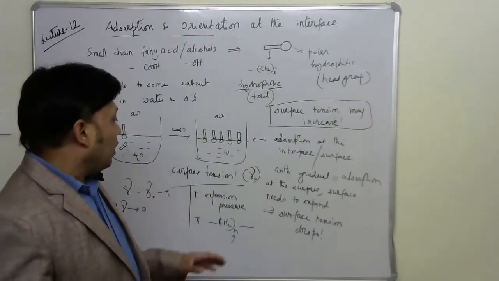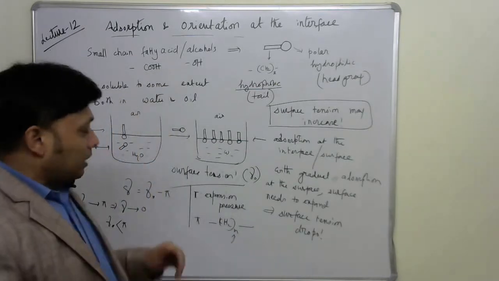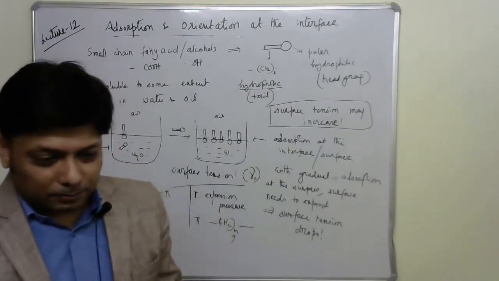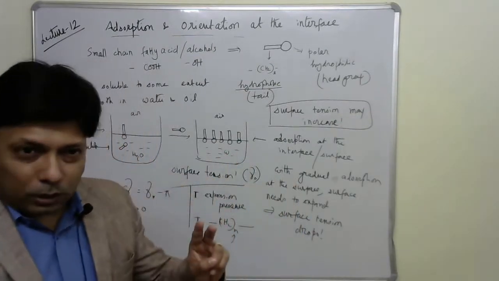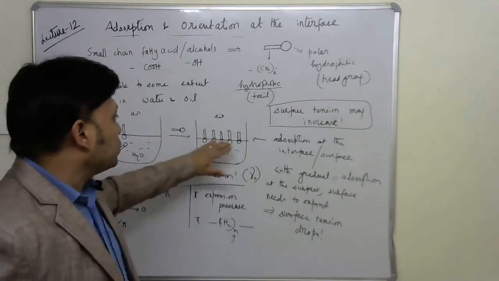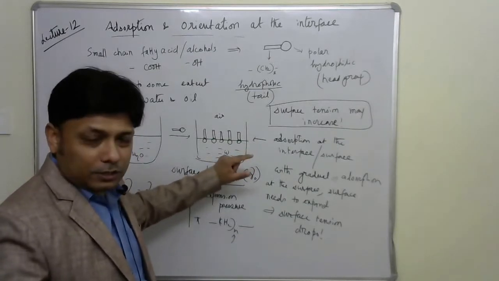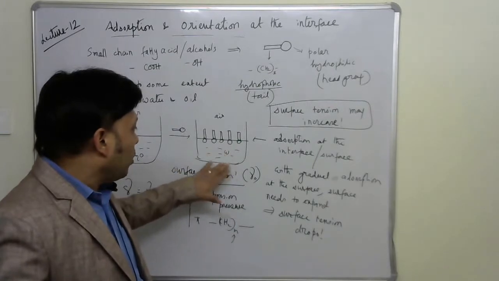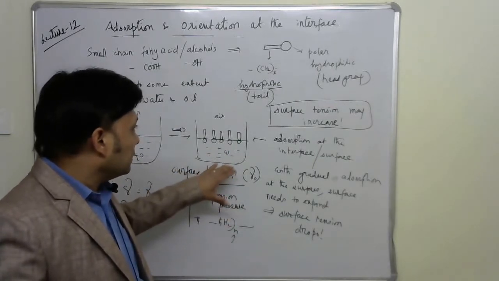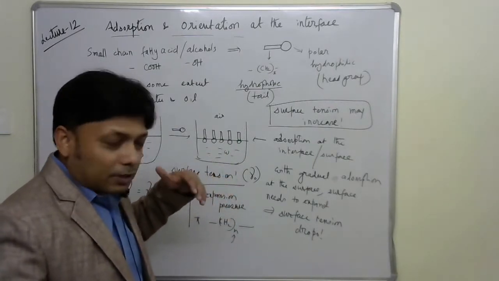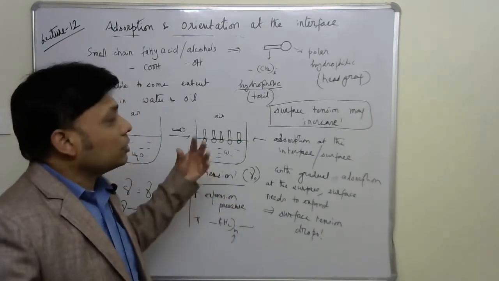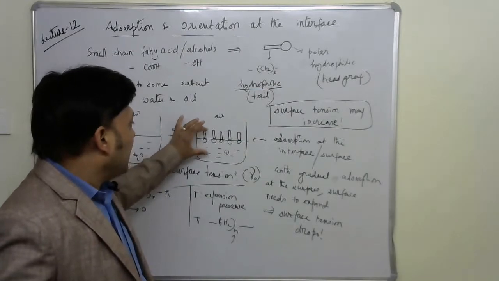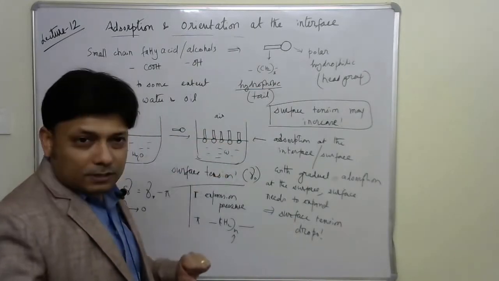So the bottom line of this discussion is that if we add some molecules and the molecules prefer to stay at the surface or the interface, the surface tension drops. And if the molecules want to stay in the bulk by staying solvated, the surface tension may increase. Now, what type of molecule wants to stay at the interface?